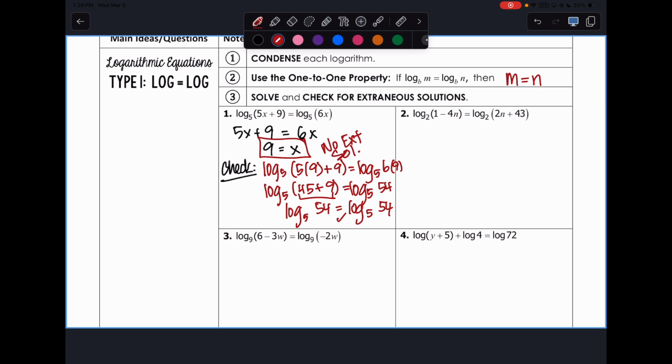What does it mean by m is equal? Where's the m from? Log base b of m. The m is the argument for the first log. N is the argument for the second log. Exponent. Yep.